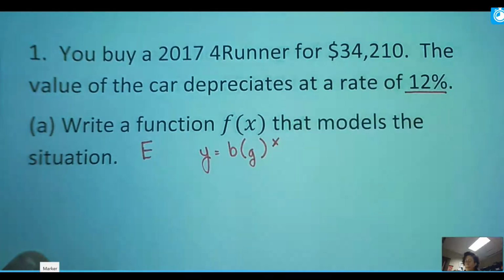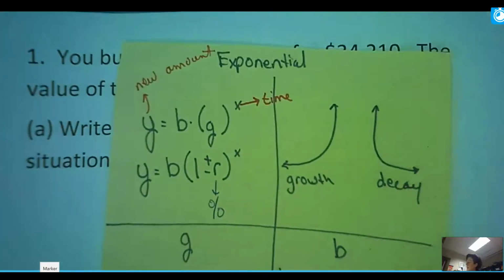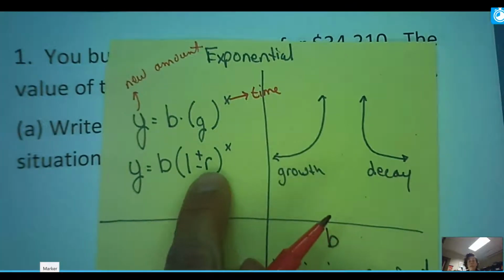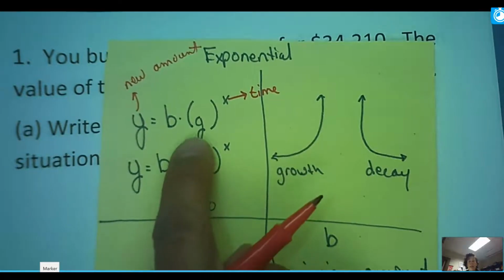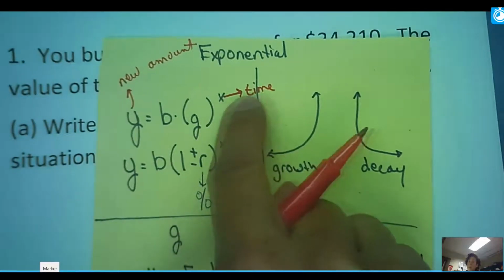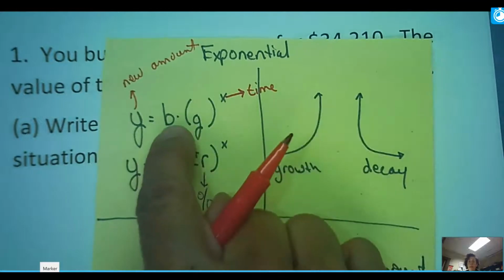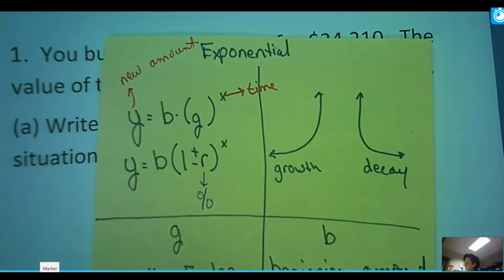A couple things we talked about in the cheat sheet. If you're given a percentage, you will have to do a little bit of work. You'll take 1 and either add your rate or subtract your rate, and that becomes your g. You will have to turn your percent into a decimal. That x is always our time, and if b is the old amount, the original amount, then y is your new amount.